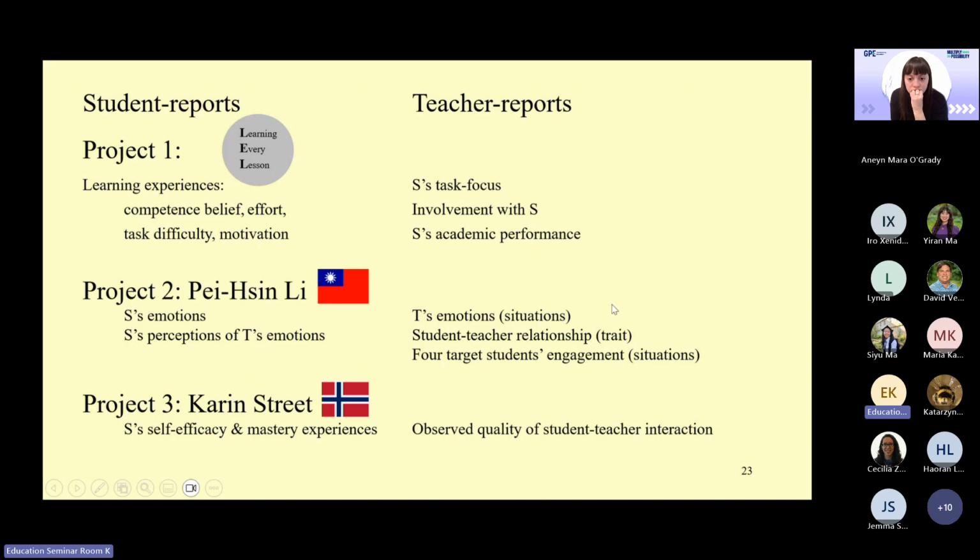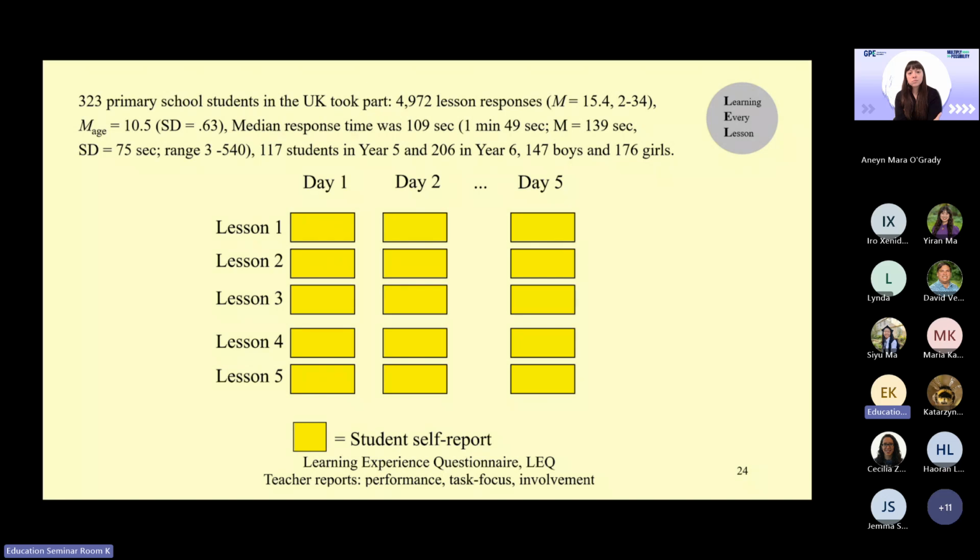To expand that, we then see teacher reports in the study in Taiwan. We also have teachers' reports of their own emotions in the lessons. So we have both students' and teachers' emotions from the same lesson. And then we have also for target students' engagements that are rated by the teacher for target students in each lesson. This took the longest time to report. And then Karin Street has observed quality of student-teacher interactions, so a more objective rating of what the quality of education is.